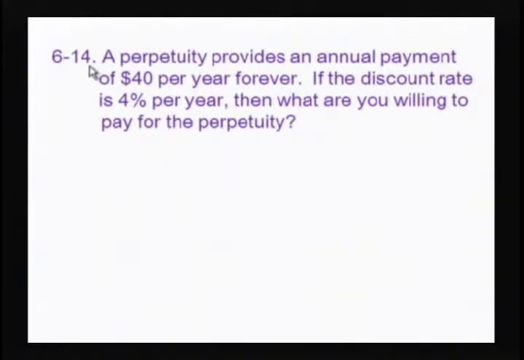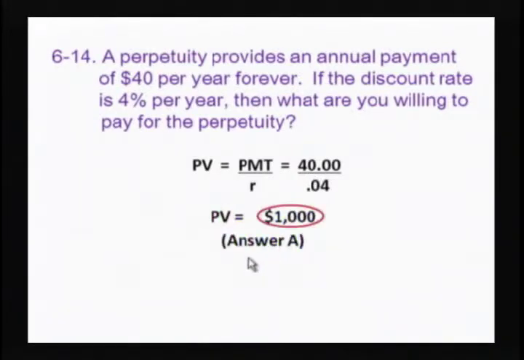In 614, it says the perpetuity provides an annual payment of $40 per year forever, and the discount rate is 4%, and now we're going to put a value on the perpetuity. So in 613 we were calculating the return. Here we're going to calculate how much we would be willing to pay to ensure that we get a 4% return. So to calculate the present value of a perpetuity, it's the payment amount divided by that discount rate as a decimal. So the $40 divided by 0.04 means you'd be willing to pay $1,000 to buy this perpetuity.